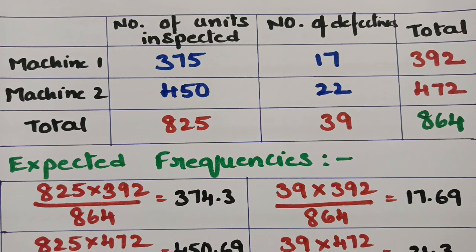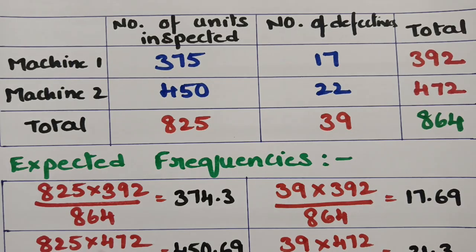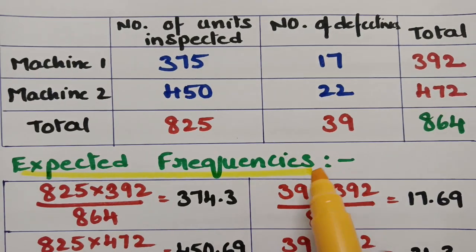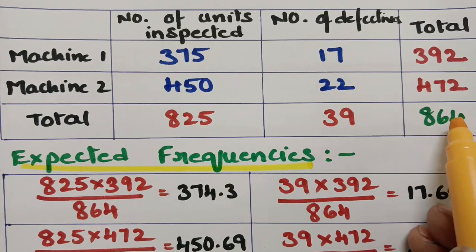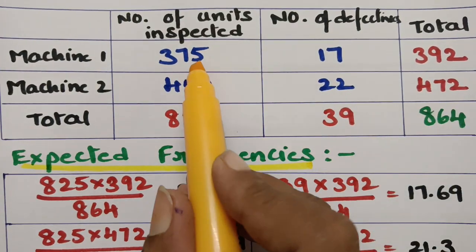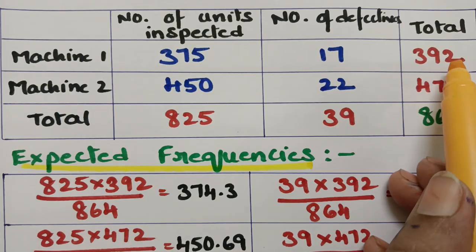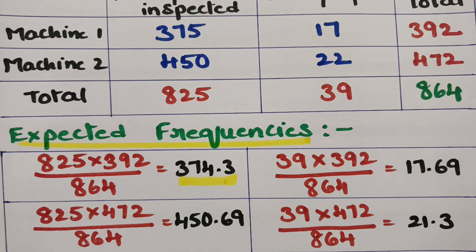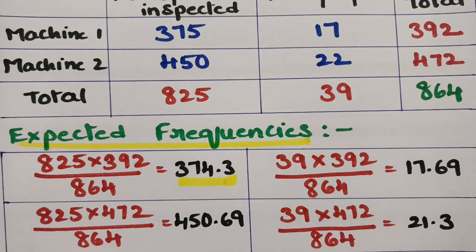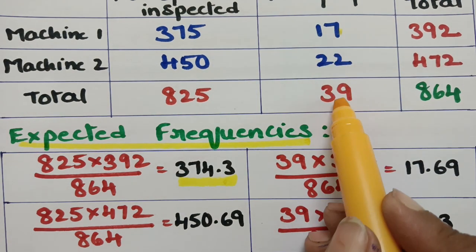And here we have to go with the expected frequencies. For calculating the expected frequency, the formula here is the column total into row total divided by the grand total. So 825 into 392 divided by 864, the value here is 374.3.